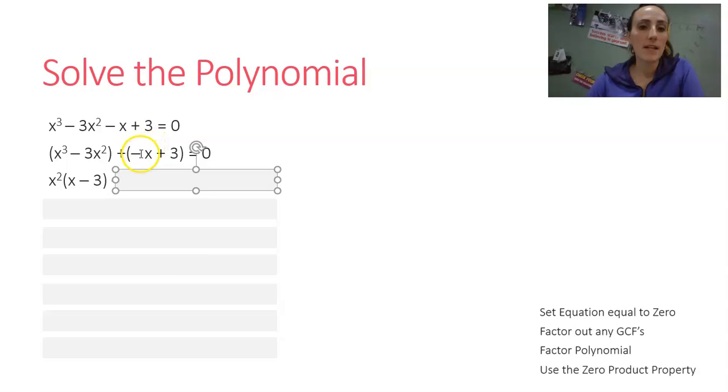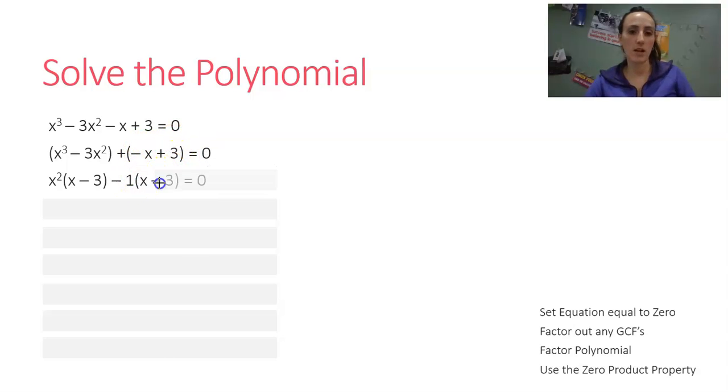Anytime I have a negative in front of my binomial, I want to make sure to pull that negative out front. Looking at the rest of this, it doesn't have anything else in common, so I'm simply pulling a negative 1 out front here. What I have left then, this becomes a positive x. This becomes a negative 3, so I have x minus 3, and that is set equal to 0.